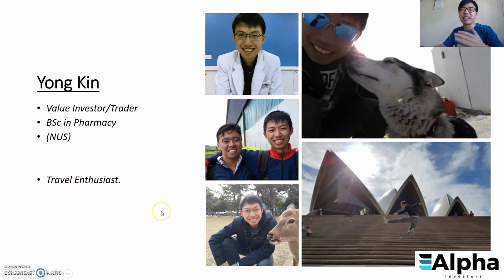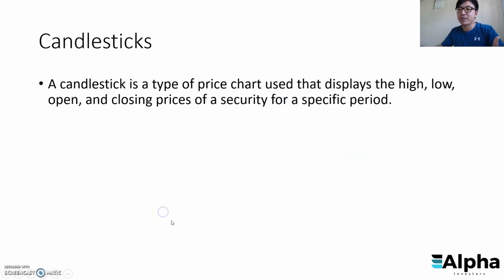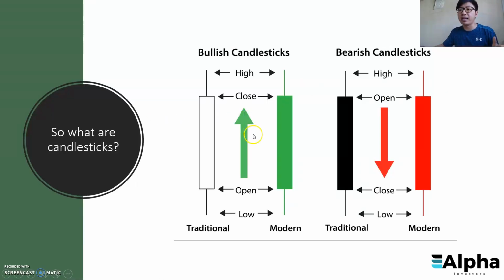So anyway, let's head on to technical analysis, especially charting. First and foremost, we'd like you to understand what candlesticks are. A candlestick is a type of price chart that is used to display the high, low, open, and closing price of a security for a specific period. So it looks something like this, right? A bullish candlestick will usually be white or green, depending on your layout, your platform or whatever charting software you're using. And a bearish candlestick will be black or red in color.